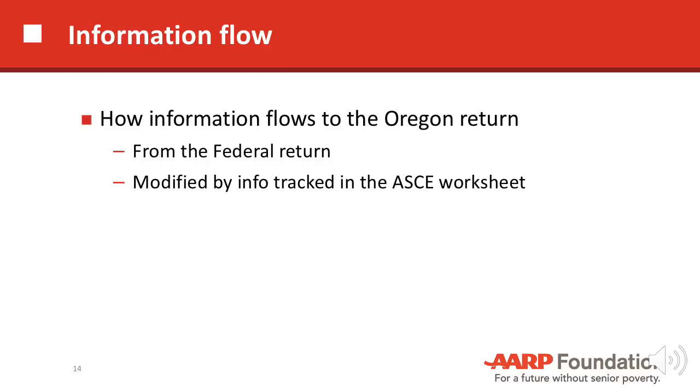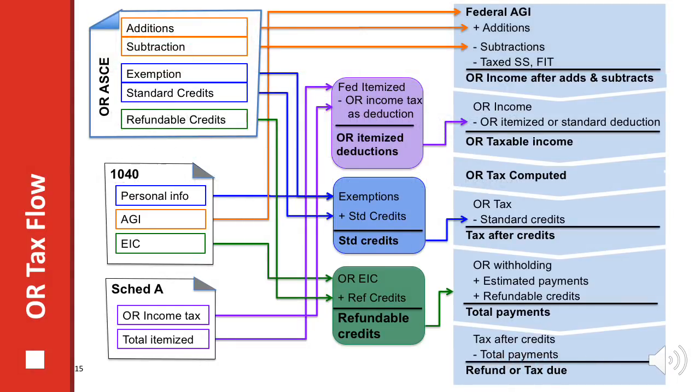Now, we've discussed the idea of additions and subtractions, and that will start from the federal AGI. But what happens next? Well, brace yourself. This is a pretty complete diagram of everything that's happening on the Oregon state return, starting with the federal AGI in the upper right, and working all the way down to the Oregon refund. There's a lot of information here.